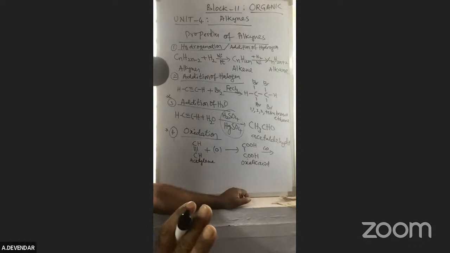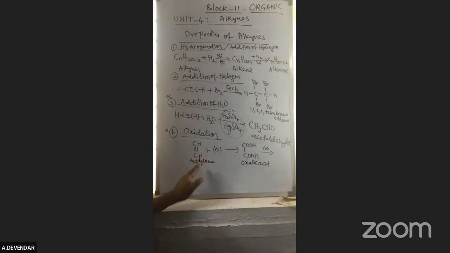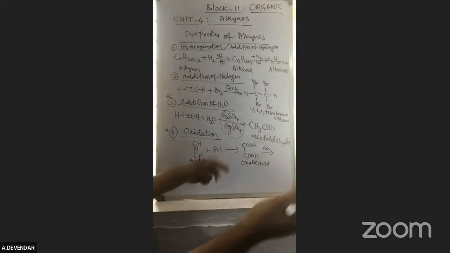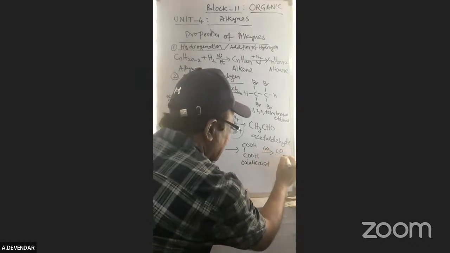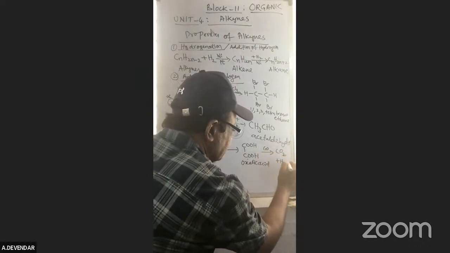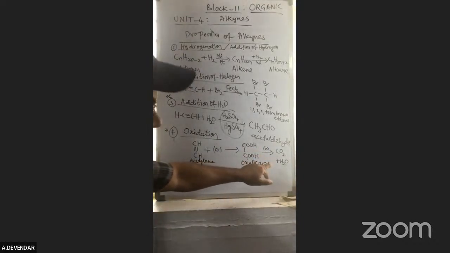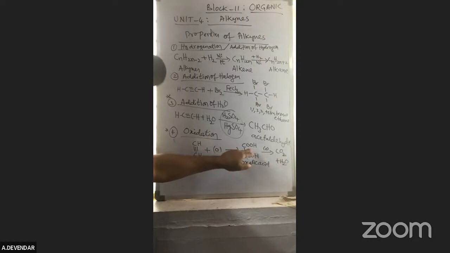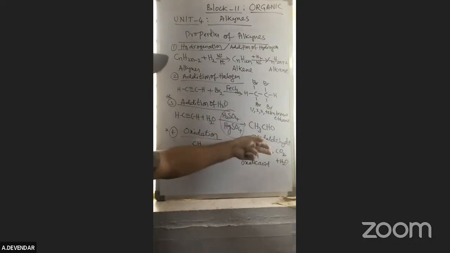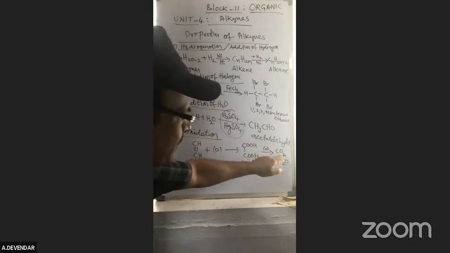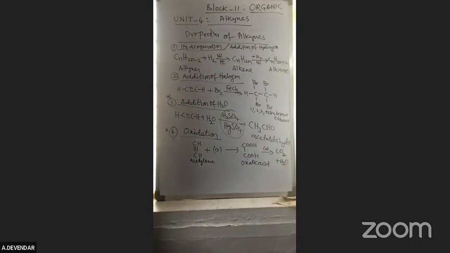For your understanding purpose only, I am writing this. This is enough from your examination point of view. This oxalic acid is further oxidized, and you get carbon dioxide plus water. Carbon dioxide plus water will be obtained as the last product. After oxalic acid, you can't stop the reaction; it can be oxidized further, forming carbon dioxide and water. These are the important properties of your alkynes.